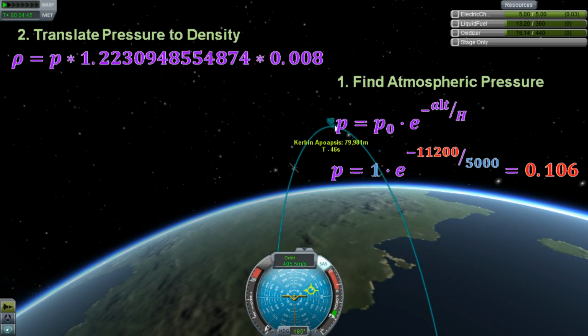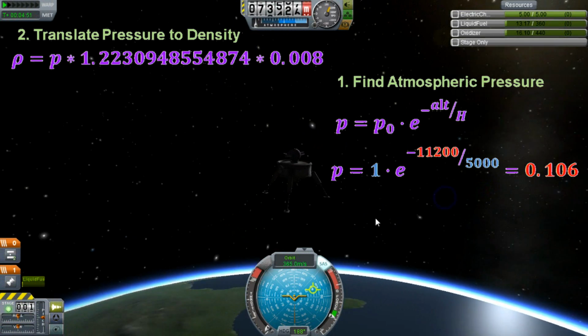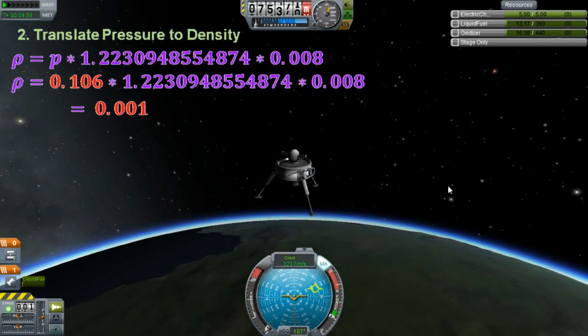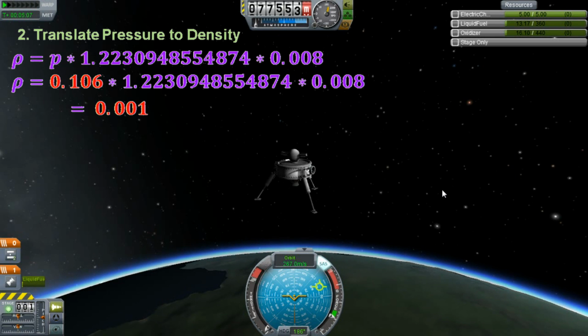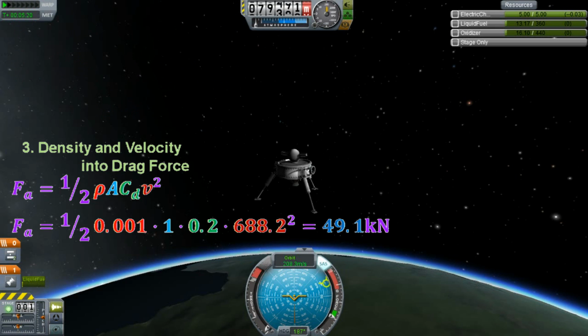So then we go to step 2, translate that pressure to the actual density represented by the letter rho. And we'll plug that into the formula, the 0.106, and we end up with 0.001. And probably a bunch of other stuff that we might not actually be seeing because we've plugged all this into our spreadsheet, so it's doing all these calculations very precisely in the background, but we don't have to bother ourselves with them. Right? Now step 3, we plug that into the force equation for air drag, along with the drag coefficient of 0.2 for the part that we're dropping, which is just a stack separator, or really, 90% of the other parts in KSP.